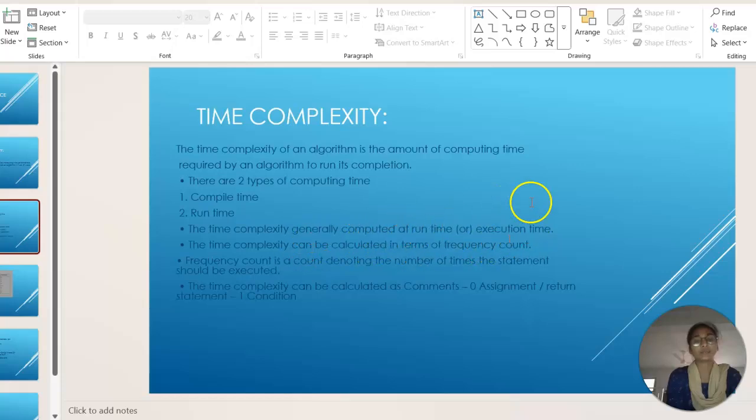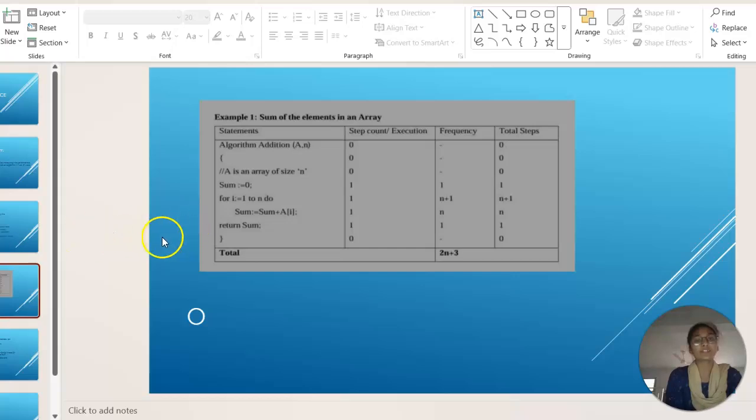The time complexity can be calculated in terms of frequency count. Frequency count is a count denoting the number of times a statement is executed. The count is zero for comments, assignment, return statement or conditional statement. Here is an example for time complexity. For example, we have to write the algorithm for the sum of the elements in an array.